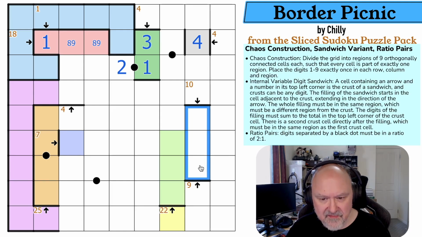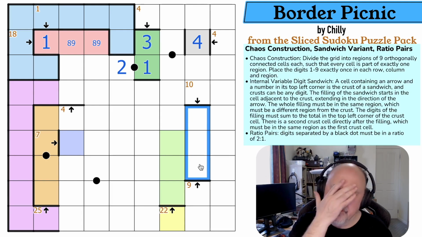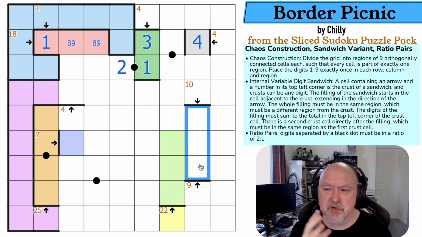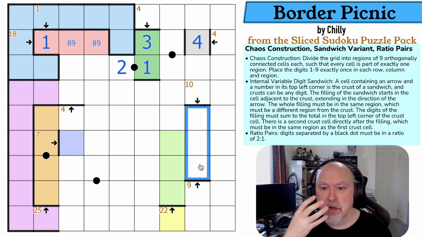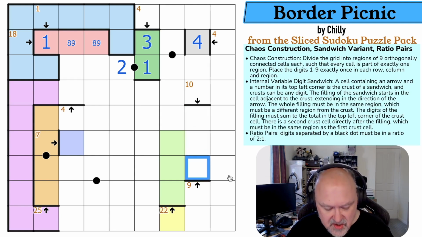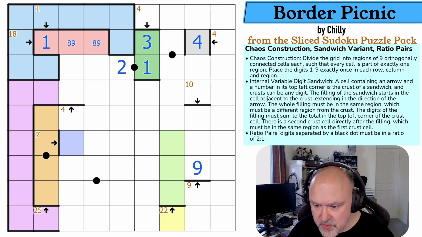Because if they're all part of the same region, they're part of the same sandwich sum, and both of the sandwich sums would be the same, because at the end of the region, you have to go back to the original crust region. So there's two regions in here summing to 19. And I can't put a 9 here and a 10 here. So I must put 10 here and a 9 here. So this is a 9, which ends this region.